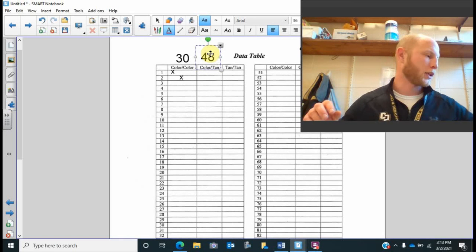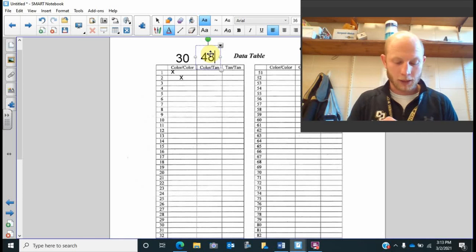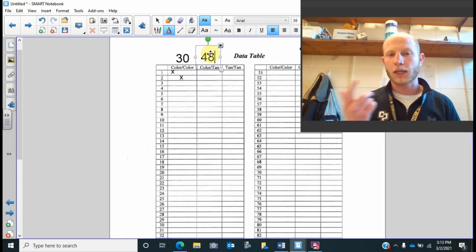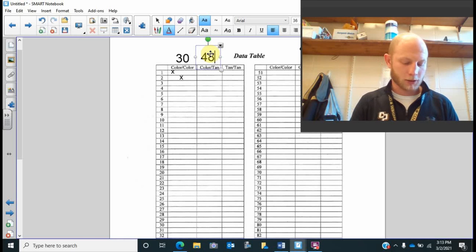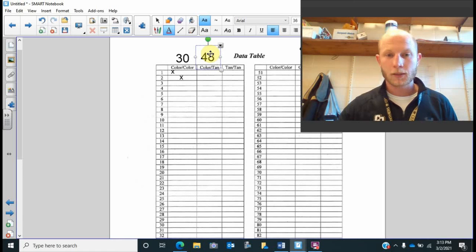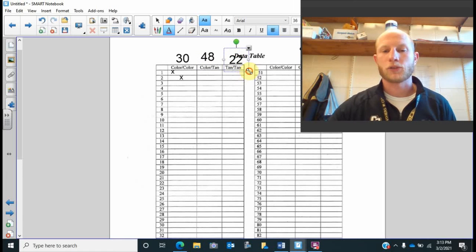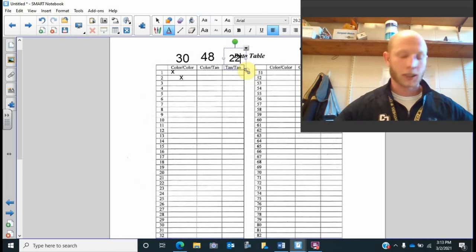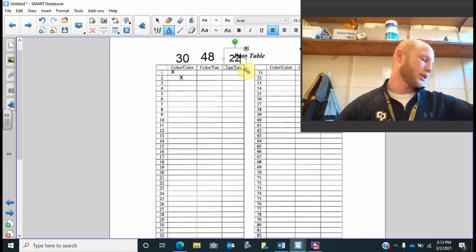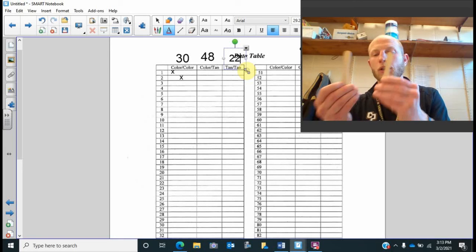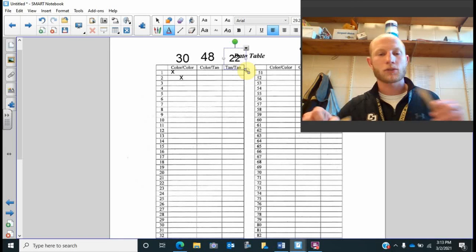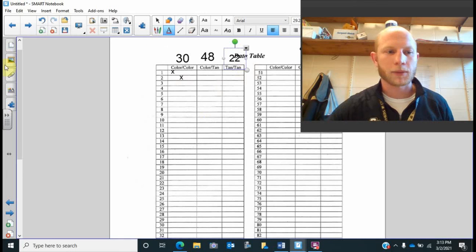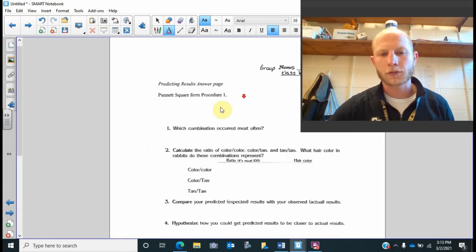Okay, so let's say 30 for color, and for color tan, let's say 48. These are numbers I'm just pulling out of my head, so I need to write these down. So then if this is out of 100 draws, I just add up my 30 plus 48, and then I'm going to subtract that from 100, which gives me 22. So that means I drew tan 22 times out of the 100 drawings. So anyways, what that means now is you've got all the information you need for this.